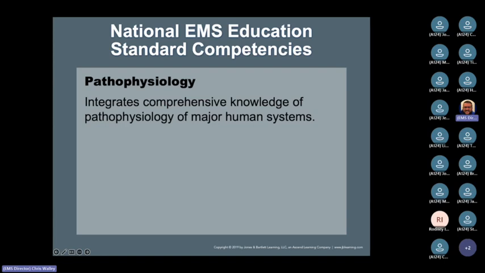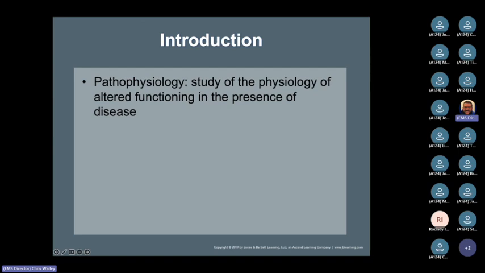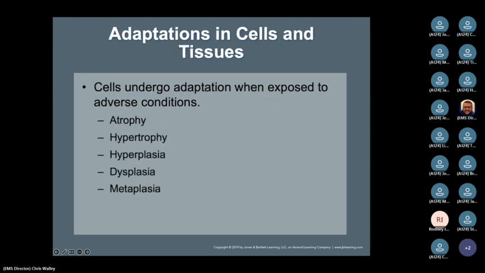So pathophysiology is the part that integrates the comprehensive knowledge of the pathophysiology of our major human systems. When the body can no longer maintain homeostasis, disease may result from that. To understand some of our disease processes, you have to understand the ways that disease alters the structures and functions of the cells within our body. When exposed to adverse conditions, cells do undergo a very adverse reaction.